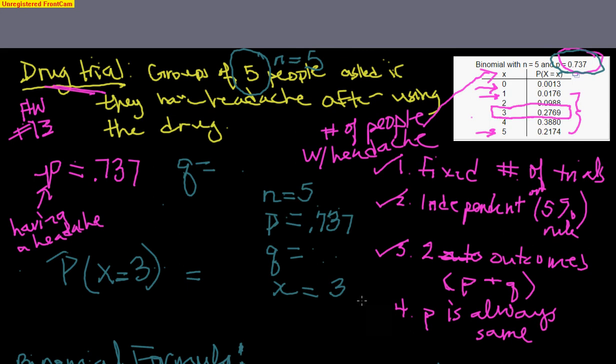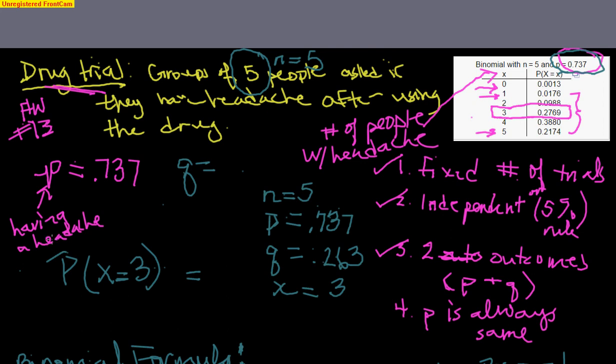All right, so what is Q? Well, if you remember before that because you only have 2 outcomes, P and Q, the probability of P plus the probability of Q is going to equal 1, always. 100%. You either have a success or you have a failure. So we just need to subtract 0.737 from 1, and we're going to discover that Q equals 0.263.